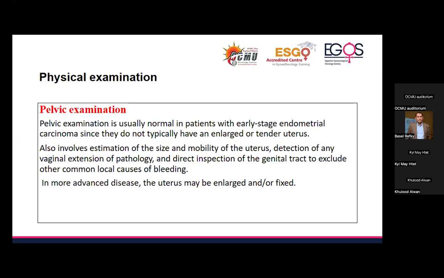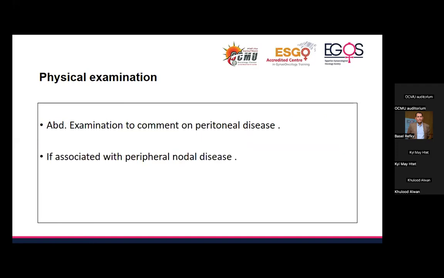What do we do next for a patient with abnormal uterine bleeding? We may do a pelvic examination. Some cases at early stage do not typically have findings on pelvic examination, but it may involve estimation of the size and mobility of the uterus, and direct infiltration of the genital tract, to exclude any other local causes of bleeding. More advanced cases may have an enlarged uterus, or a uterus fixed to other organs in the pelvis. We may do an abdominal examination if it's associated with peritoneal disease, or if there is associated nodal and inguinal infiltration.